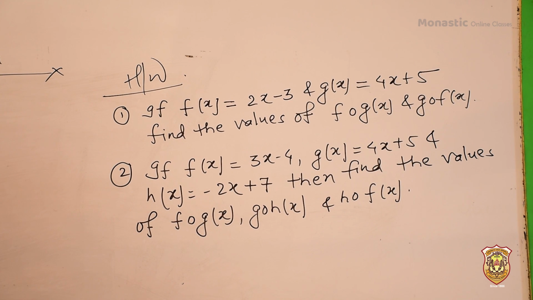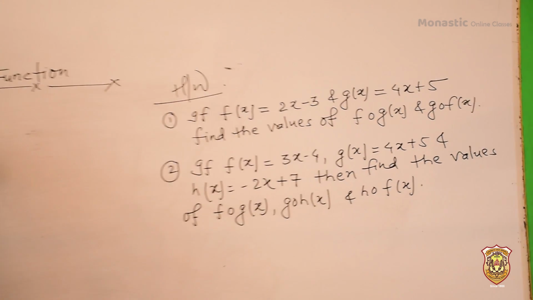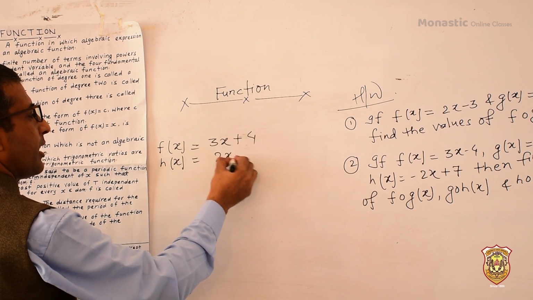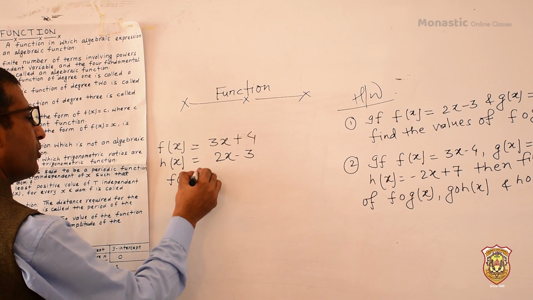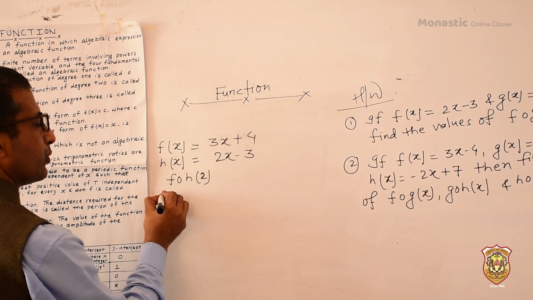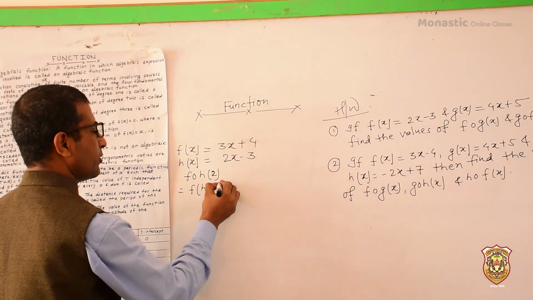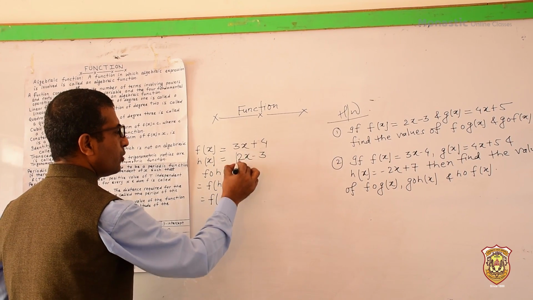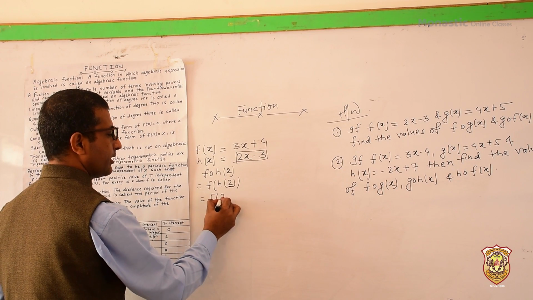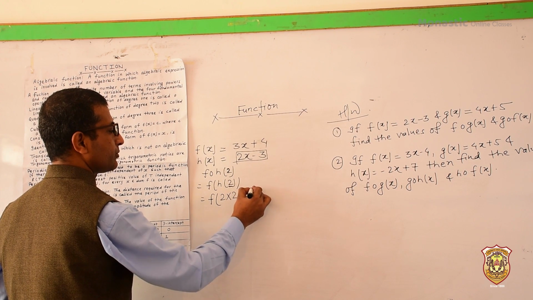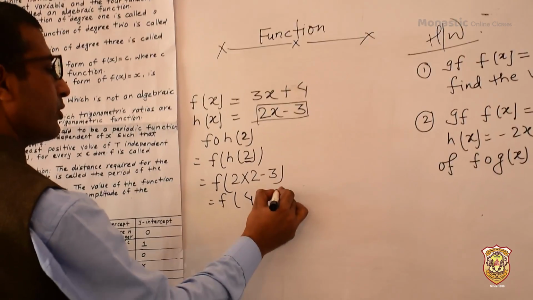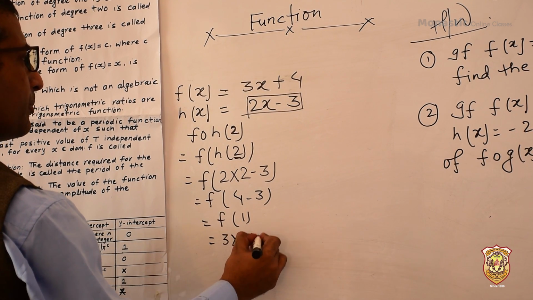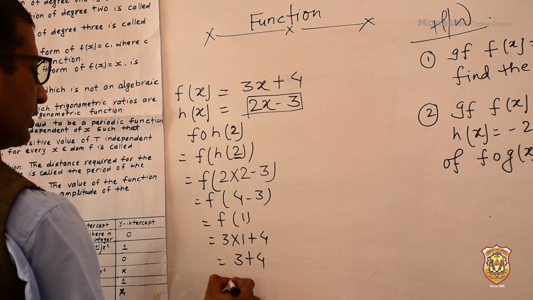If we go further on this, f of x is given 3x plus 4, h of x is given 2x minus 3, and we have to find f circle h of 2. We can write in the same way as earlier we have done. Now, in place of x there is 2. So, in h of x, it is 2x minus 3. In place of x, we can write 2. Now, 4 minus 3 became 1. Now, put the value 1 in f: 3 into 1 plus 4. 3 plus 4 is equal to 7.